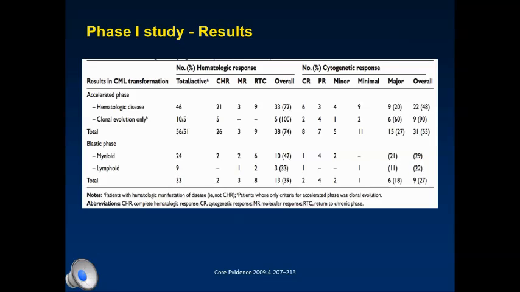Phase 1 study results. As stated earlier, 2 patient populations were selected, patients having accelerated and blastic phase of the disease. Accelerated phase patients showed 74% hematological response and 55% of patients showed cytogenetic response, whereas in blastic phase 39% of patients showed hematological response and 27% of patients showed cytogenetic response.